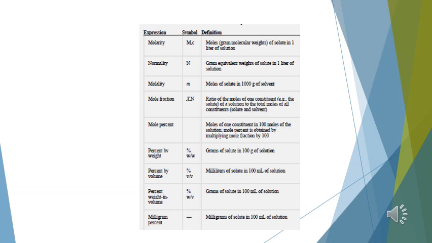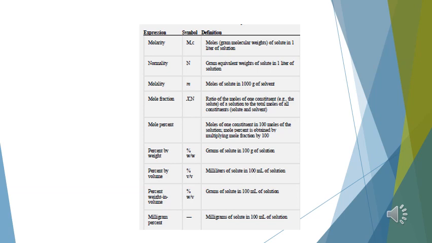Now here I just want to tell you something which is very important for us. If someone asks you to prepare a solution or any other kind of formulation, and he mentions the percent without mentioning the type of the percentage, whether it is weight per weight, volume per volume, or weight per volume, what kind of percentage are you going to use? In case the abbreviation for the type of the percentage is not mentioned, you have to use the weight per volume percentage. Okay, so that's how to deal with such a situation.